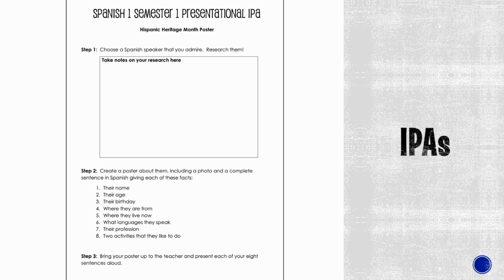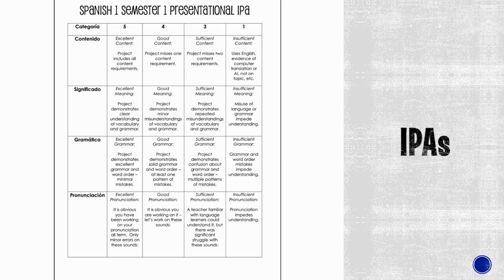Finally, we have the presentational IPA that is set up to give students a project to create and then present to you. Again, this one's just semester 1 of Spanish 1, so it's a Hispanic Heritage Month poster. And it has some prompts of what they need to include, and then they can either present that to you out loud or you can have them record audio. Either way, the rubric is the same. It is defaulted to 20 points, but again, everything's totally editable.